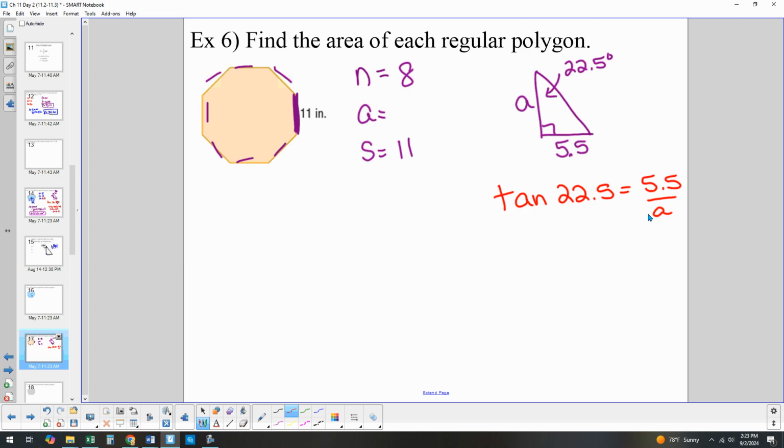This time my variable's on the bottom, so a will really equal 5.5 divided by tangent of 22.5. I'm writing this all wrong. And when I do that on my calculator, I get an apothem length of 13.28.